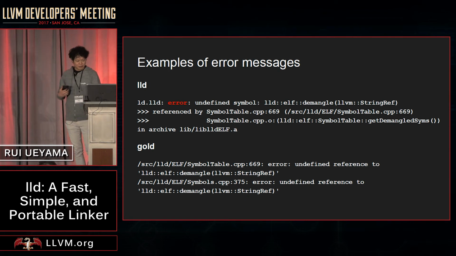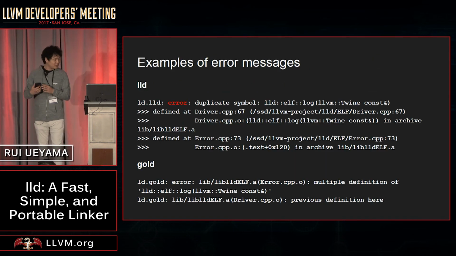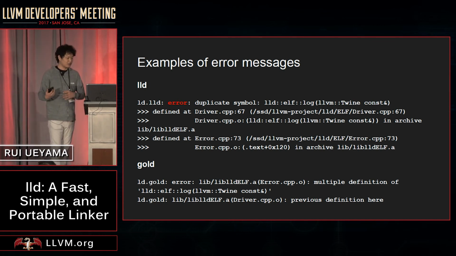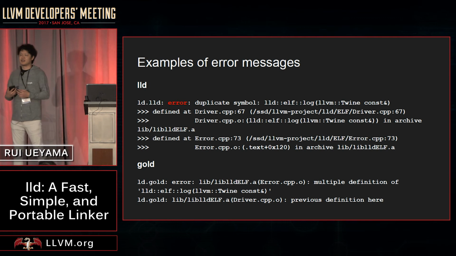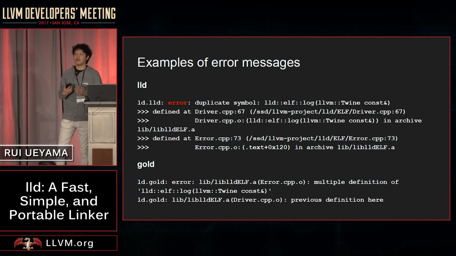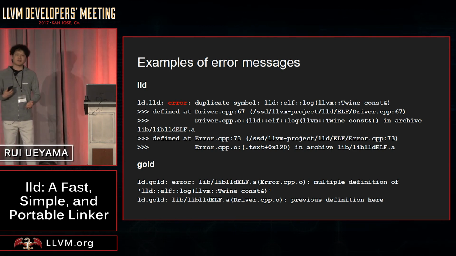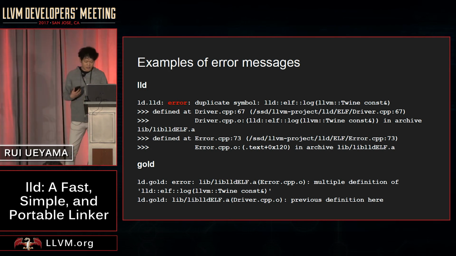And this is another example. If you have a duplicate symbol, then LD prints out error messages in this way rather than in the GNU style. And LD includes all the information that the linker knows about the symbols. So it doesn't only include symbol names, but also file names, line numbers, the object file name, and if that object file is in an archive, then the archive file is printed as well.